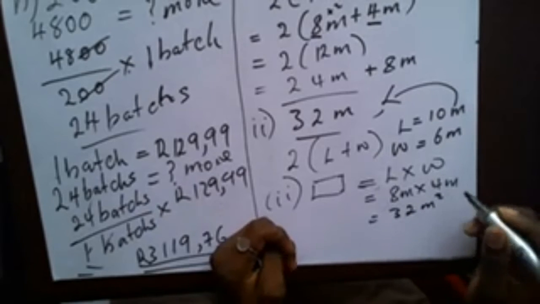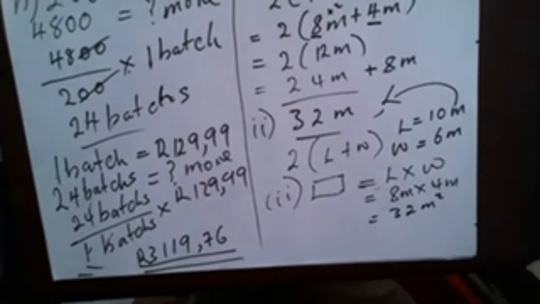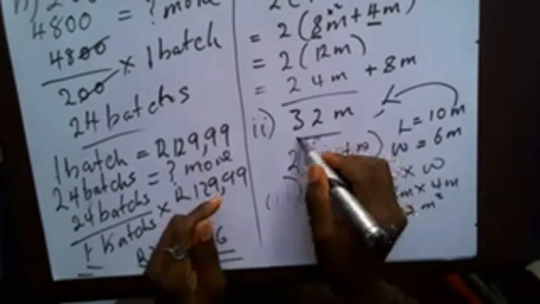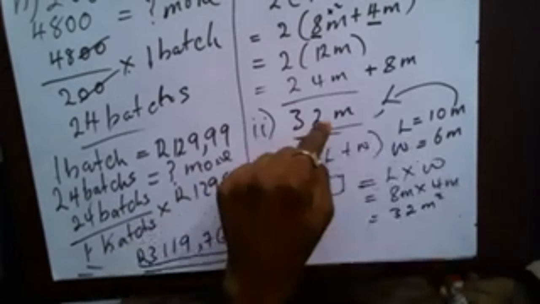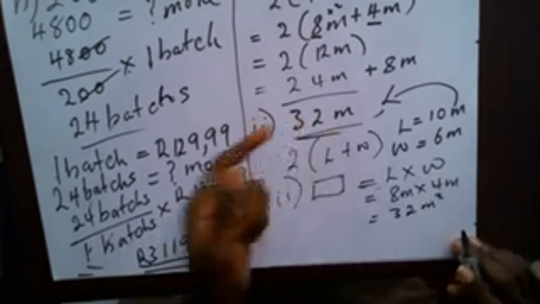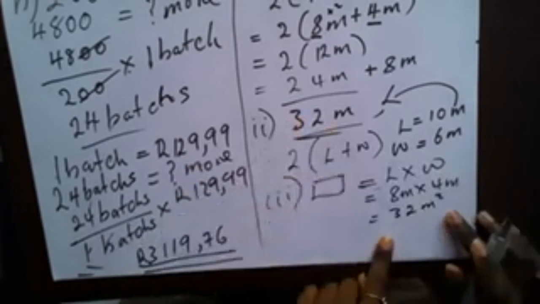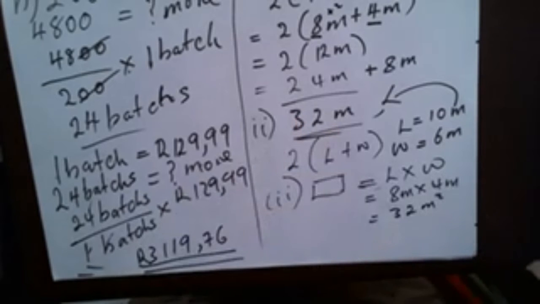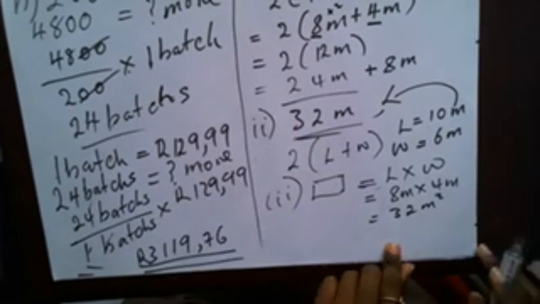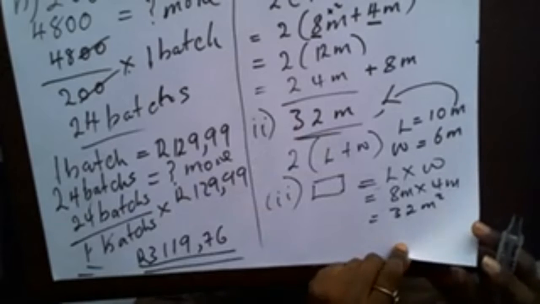meters squared. Okay, this is 32 meters squared, guys. Remember, these are now meters squared. It's different from these values that we have been having here, because this is a perimeter, which is only length, while this one is area, which should have meters squared because it's area.